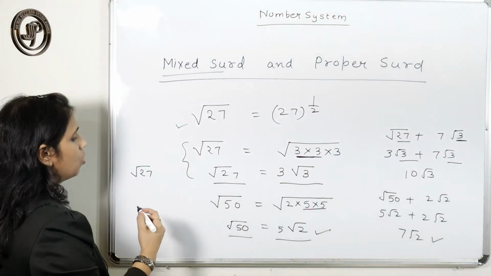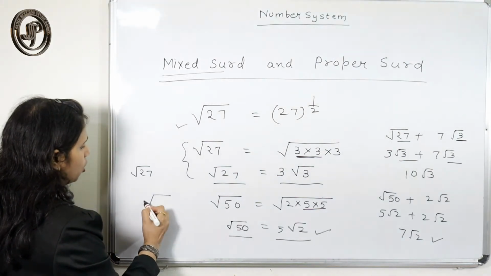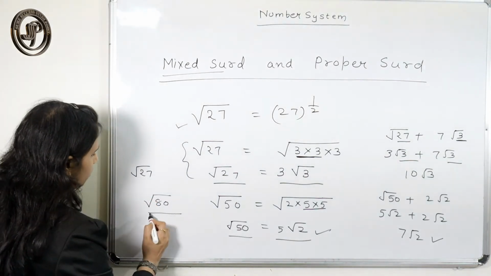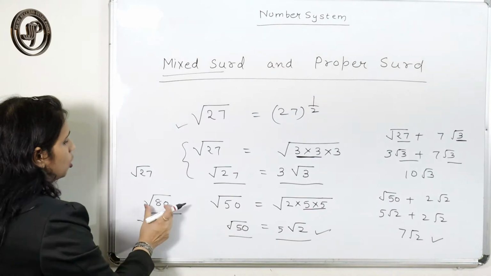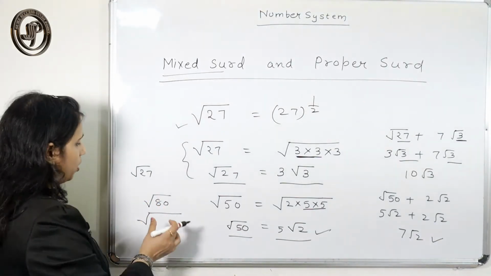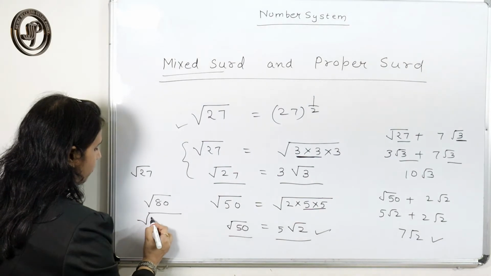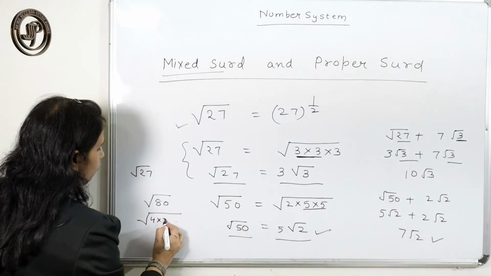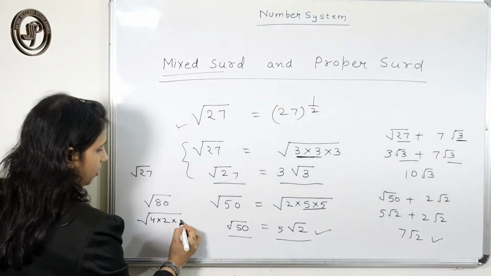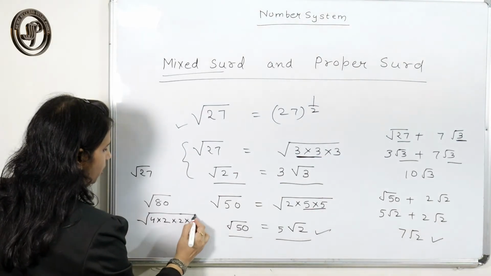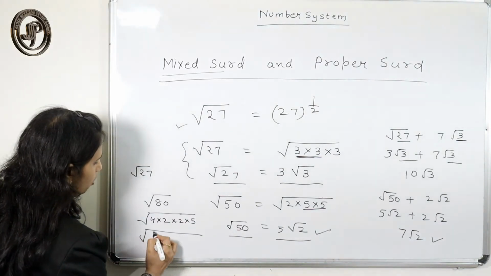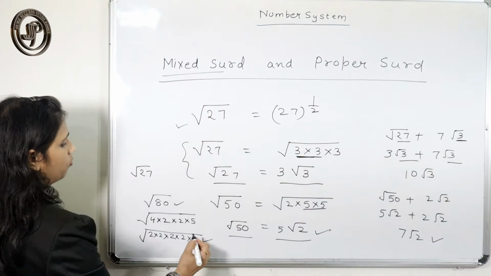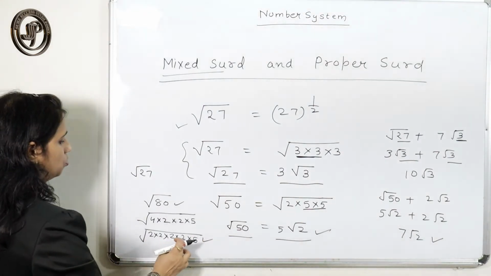If I ask you to write, suppose, root 80 in simplest form, you can find the prime factors of root 80. So root 80 is the proper surd. You can write root 80 as 4 into 2 into 10, and 10 you can write as 2 into 5, right? And further 4 you can write as 2 into 2, so 2 into 2 into 2 into 2 into 5, means the prime factors of root 80 you can directly write as 2 into 2 into 2 into 2.